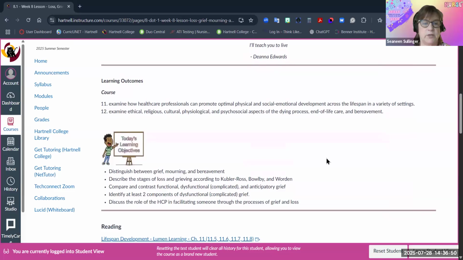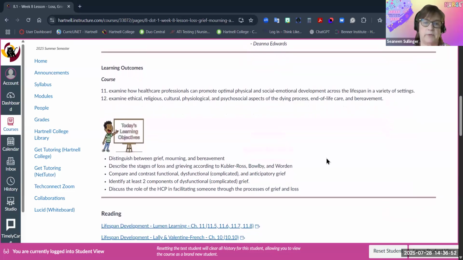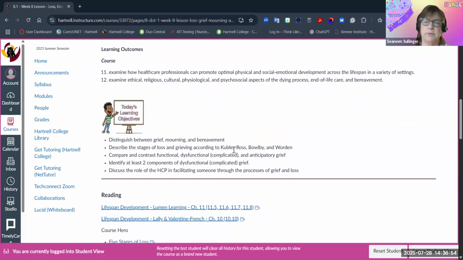And so being able to distinguish between grief, mourning, and bereavement, we talked a little bit about that. Most people know Kubler-Ross, so you'll be introduced to Bowlby and Warden. Many people are not aware of their theories. I'm talking about functional, dysfunctional, or what's also known as complicated grief, anticipatory grief.